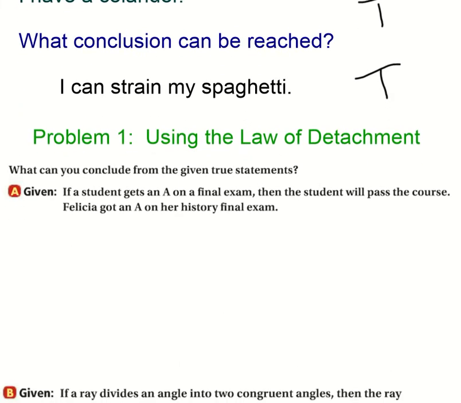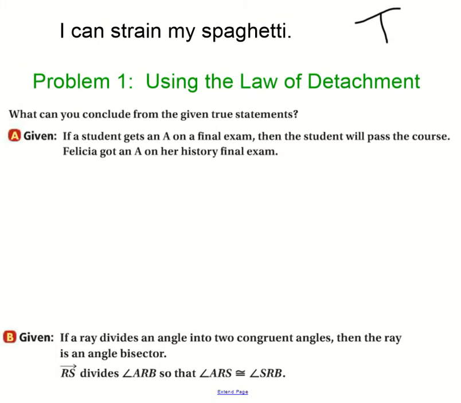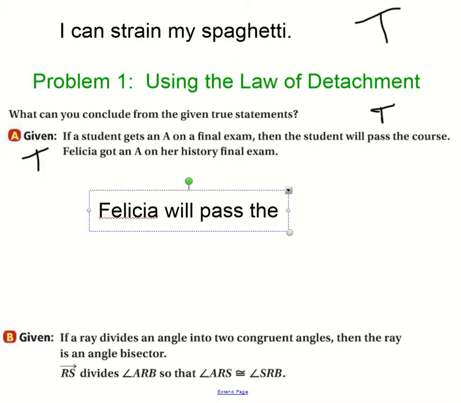And so here we've got a statement. Here's your given. If a student gets an A on a final exam, then the student will pass the course. Okay? And so this statement is true. So now we have Felicia, and Felicia got an A on her history exam, and this statement is true. So what can we then conclude from that? Well, we can conclude that Felicia will pass the course.